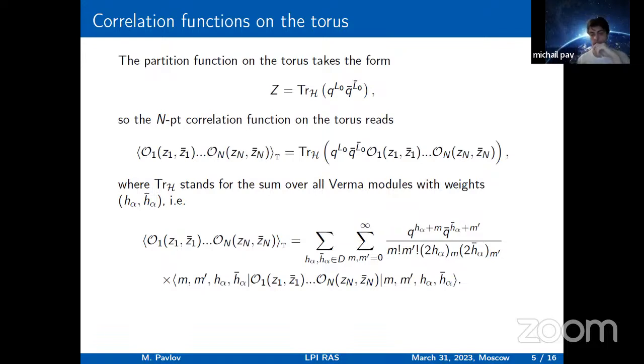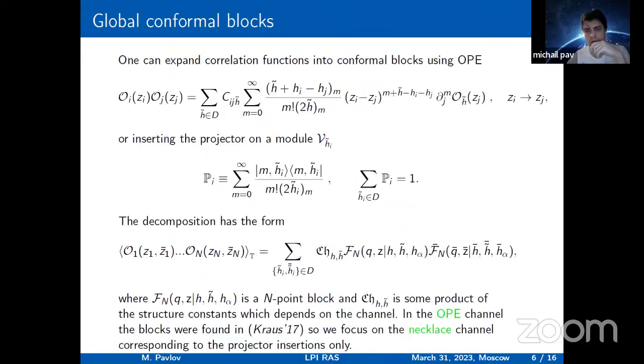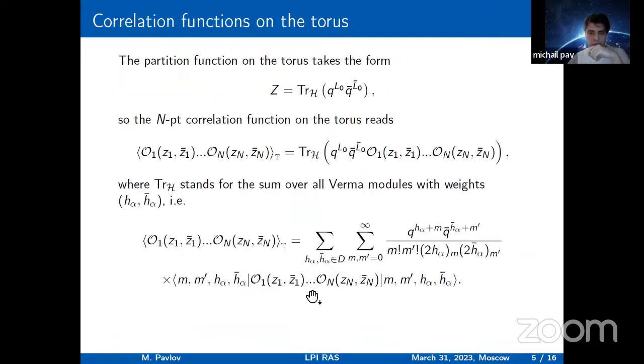Okay, but we are interested not in the correlation function, but in conformal blocks. So we have to expand this correlation function into conformal blocks. And in contrast to the sphere, there are basically two main ways to do it. So let me return to this formula. Here we have a string of n operators.